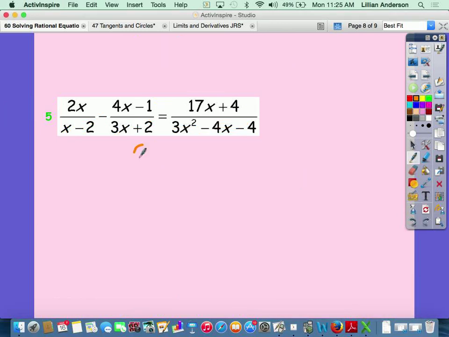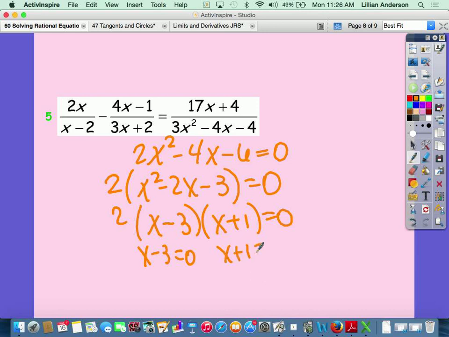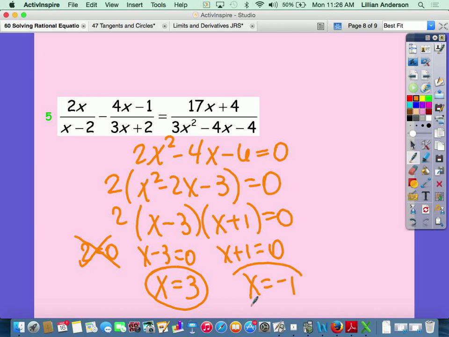And I'm going to go from the 2x squared minus 4x minus 6 equals 0. This can be factored because there's a GCF of 2. And when you factor this, the two numbers that make -3 and -2 are this. So you set every factor equal to 0. When I set 2 equal to 0, that's nothing. So x is going to equal 3, and x is going to equal -1.